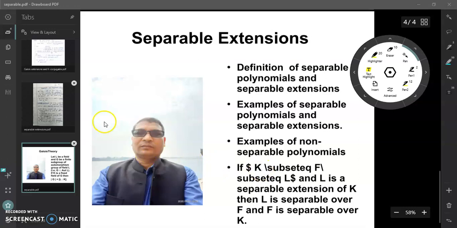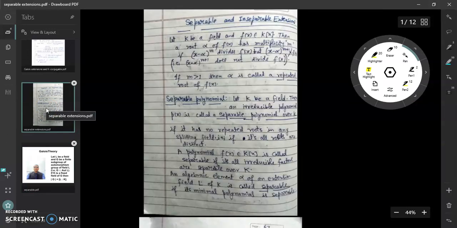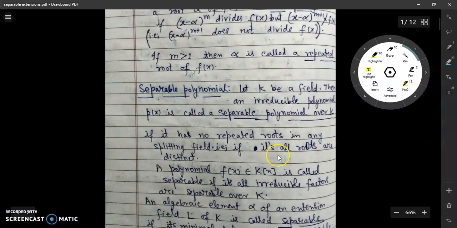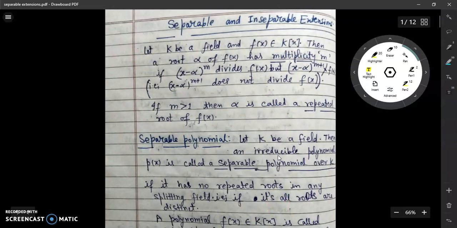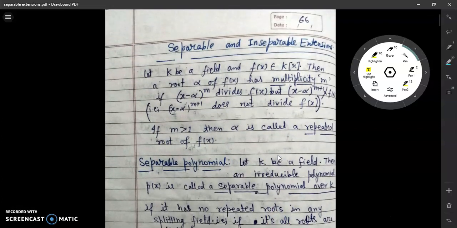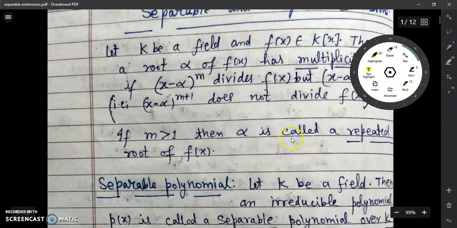So before going to this result, first we introduce the notion of separable and non-separable polynomials and then separable and non-separable extensions. So first we recall that, as everyone knows, if f(x) is a polynomial over a field K, then alpha will be a root of f(x) if alpha satisfies f(x) equal to 0, that is, f(alpha) is equal to 0.